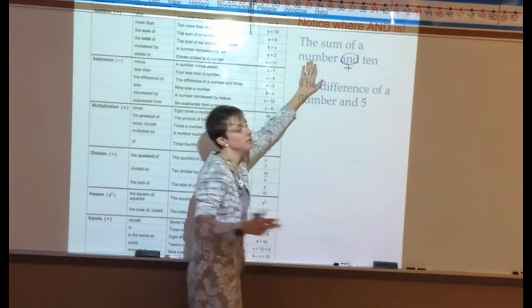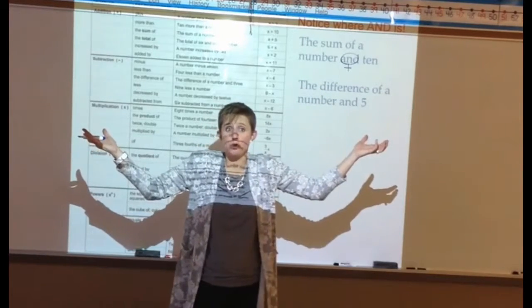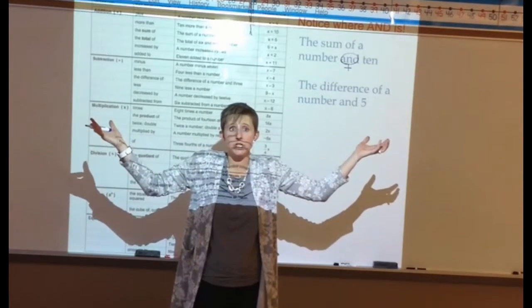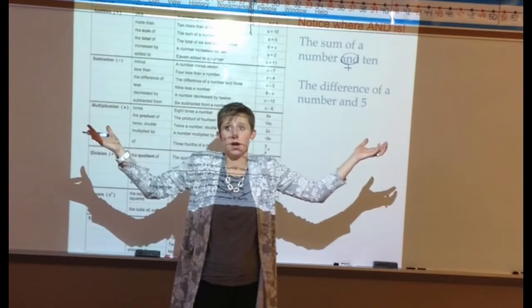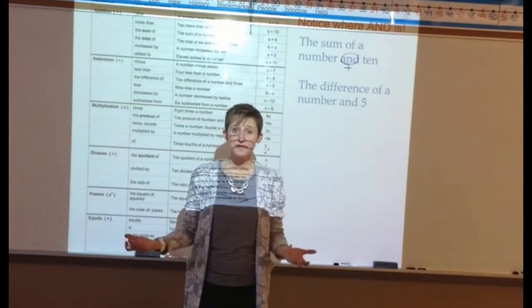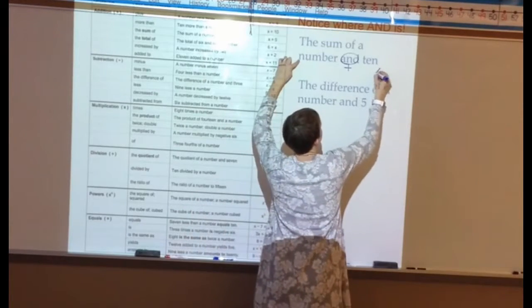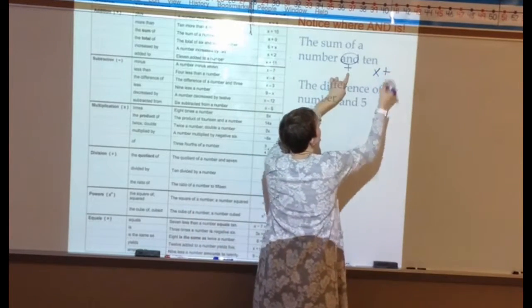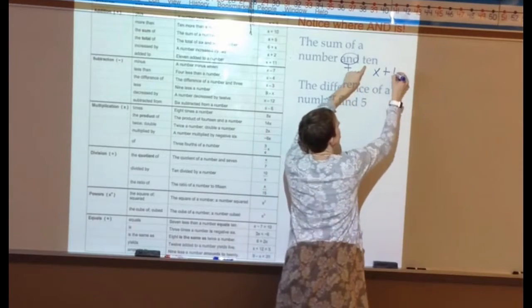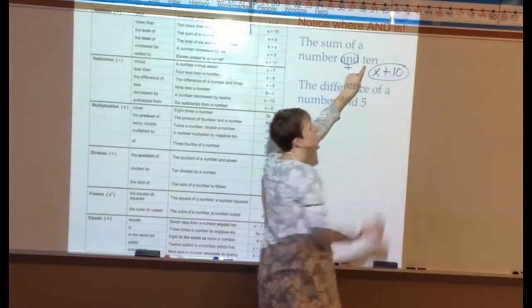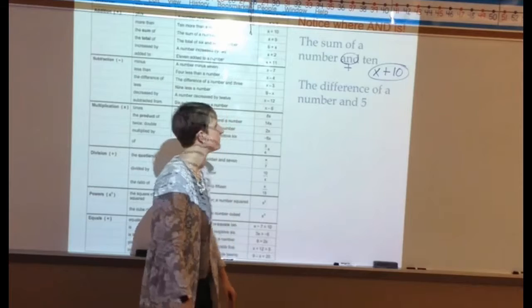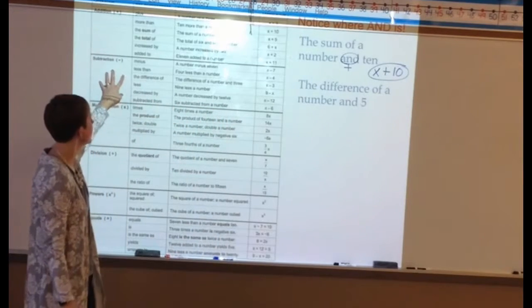So the sum of a number, I don't know what the number is, so I need to use a symbol for an unknown value. I need to use a variable. Pick a letter. I'm going to use x. So the sum of a number and, I know I have to bring my plus sign in, 10. There's the translation. Okay. Going back to our chart, let's go to subtraction.